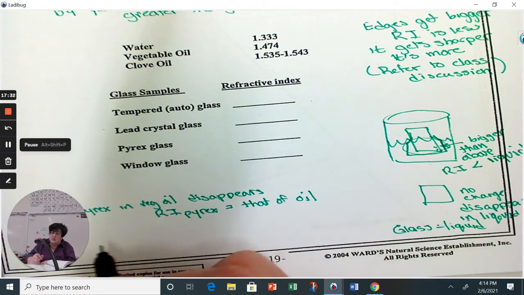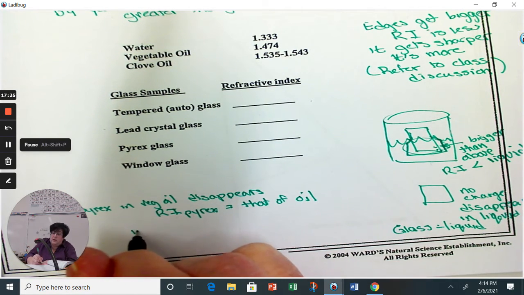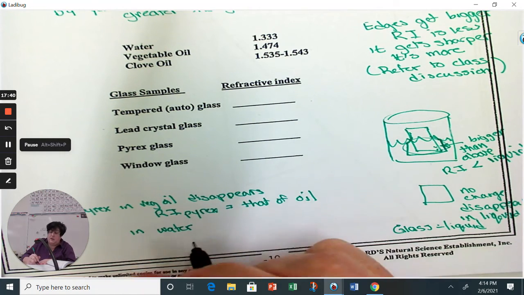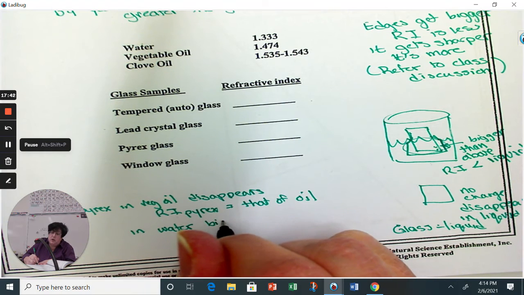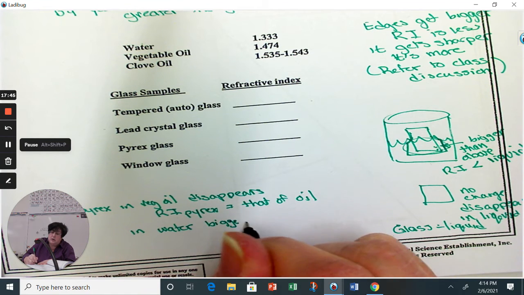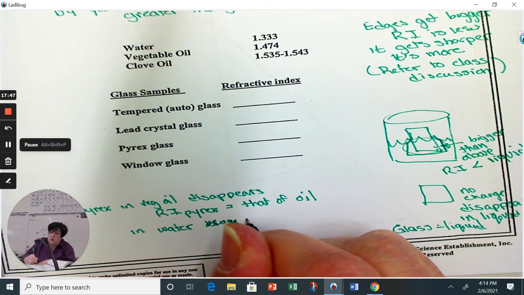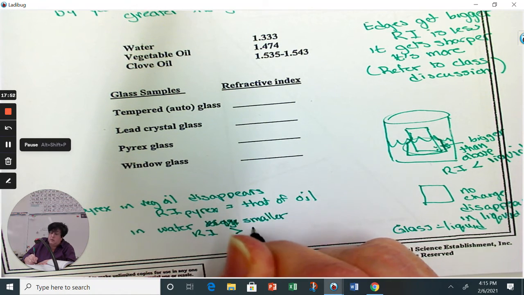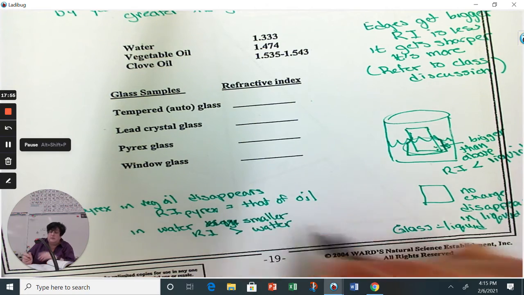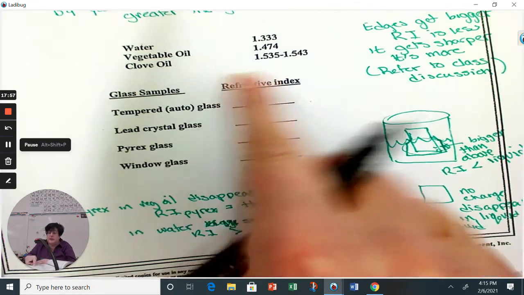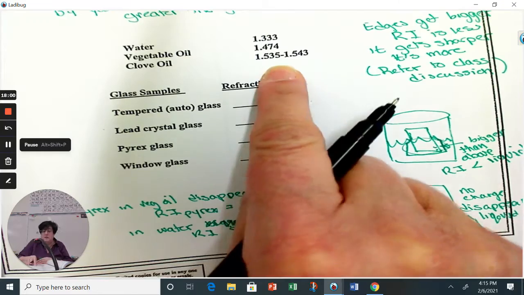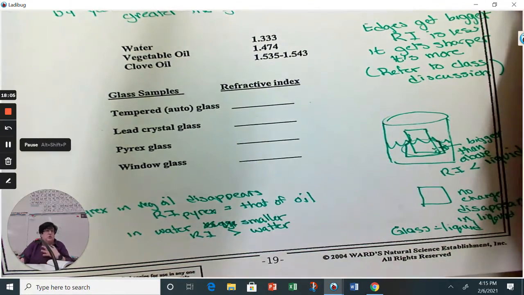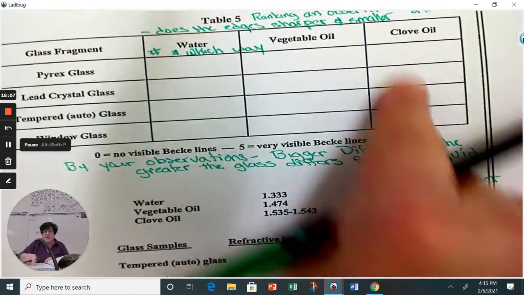If, instead of disappearing, if in, I'll just use water. I don't even know what the results are because I don't remember. If it's in water and it gets bigger, I'm going to say it gets smaller. The refractive index has to be greater than water. Okay, if it gets bigger, it has to be less. If it gets bigger in clove oil, it has to be less than clove oil. So you have to estimate, and you're going to estimate between these numbers. You just come up with an estimate based on this.